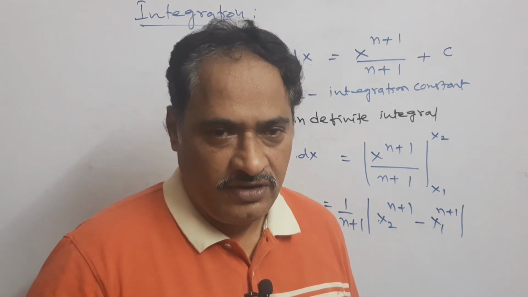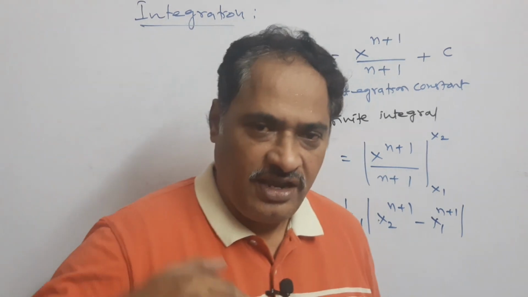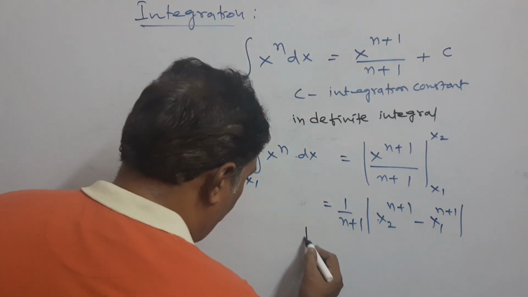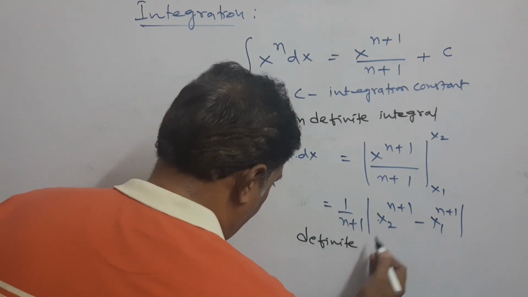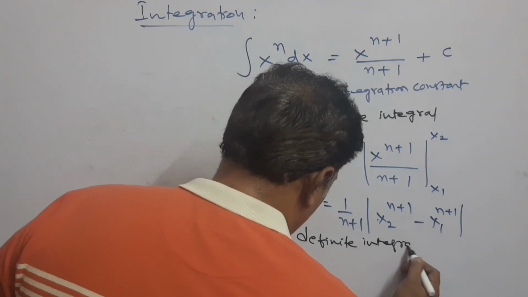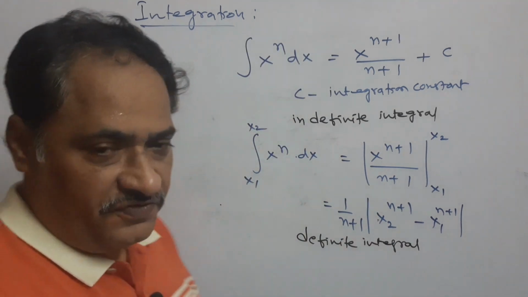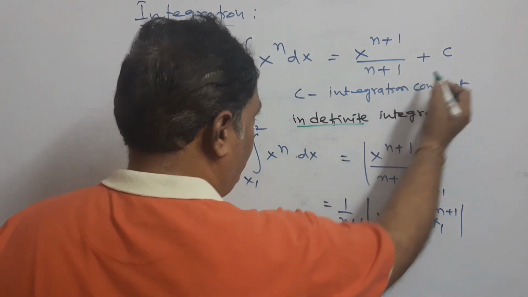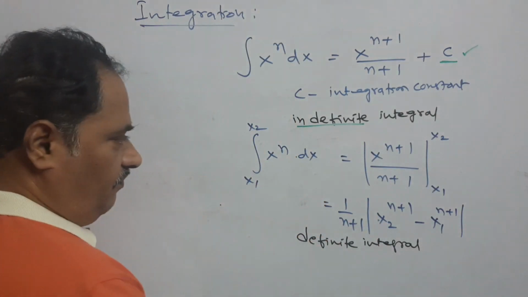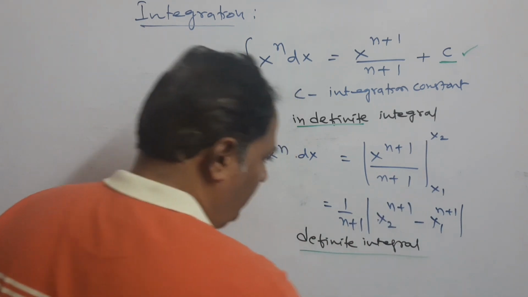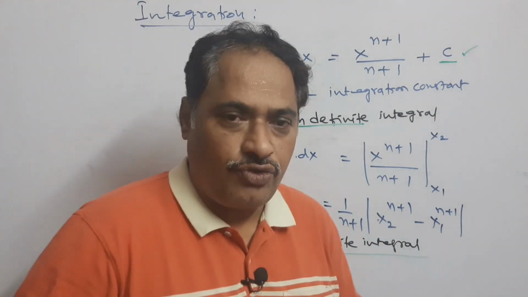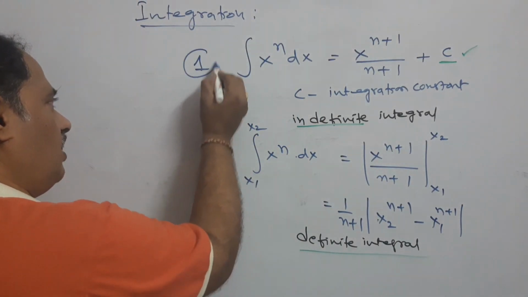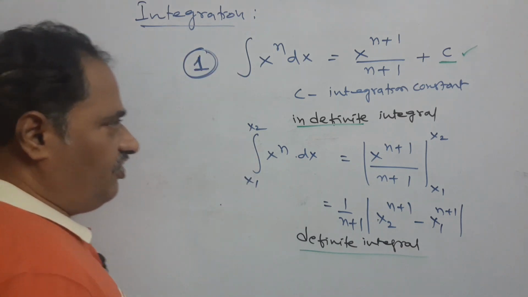You know that there is a starting limit, the lower limit, and an ending limit, the upper limit. Hence I can say this is nothing but a definite integral, or that this process is nothing but definite integration. So in the case of indefinite integrals, you have to use this constant. Whenever you are having limits, there is no need to write that constant. So this is the basic formula in the case of integration.